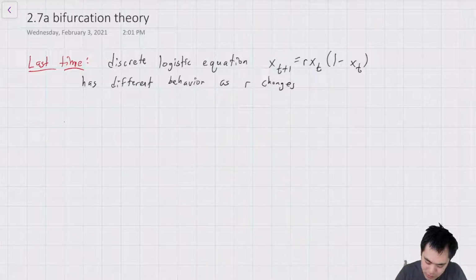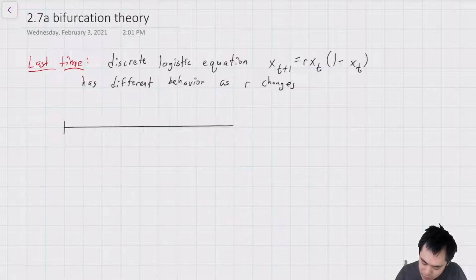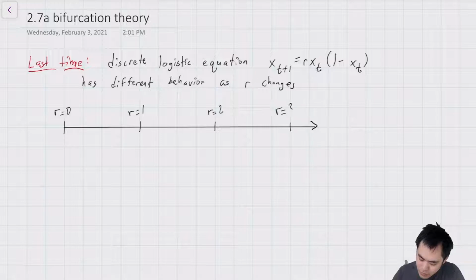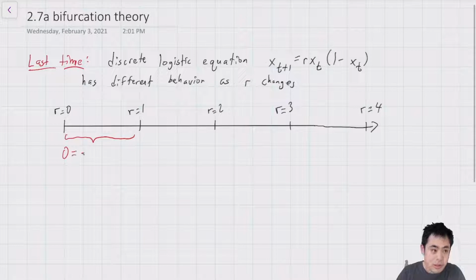So let's start here, and let me get a line going. So this will be the r-axis. So this is r equals 0, r equal 1, r equal 2, r equal to 3, and let me actually extend this slightly more, and r equal to 4. Okay, so in this region here, when r is between 0 and 1, recall that we had 0 as the stable fixed point.